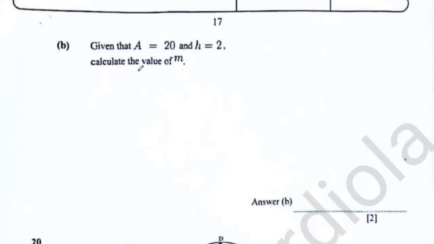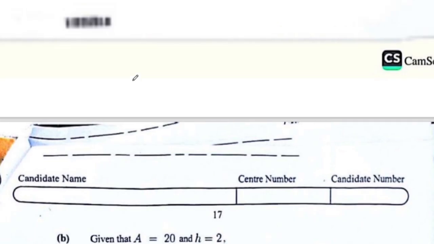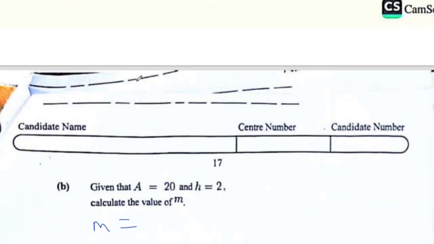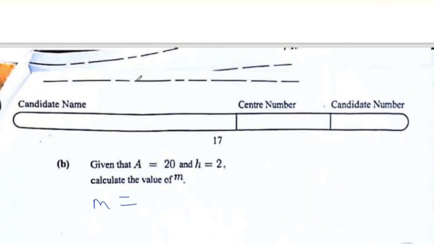Given that a is equals to 20 and h is equals to 2, calculate the value of m. So now we just need to plug in values. We've already ascertained that the expression which now has m as the subject of the formula reads m is equals to a minus h squared over 4h.